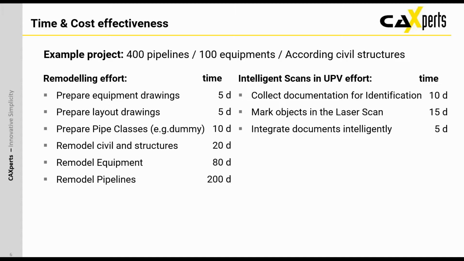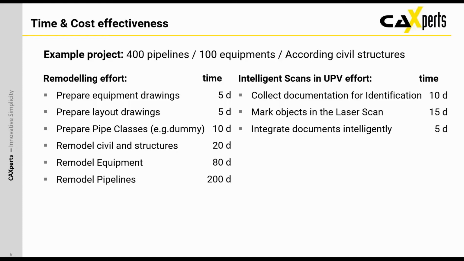So the remodeling effort would be preparing the equipment drawings, about 5 man-days. Prepare layout drawings, 5 days. Prepare pipe classes, even if it's only dummy classes, taking everything into consideration, probably 10 days. Remodel civil structures, probably 20 days. Remodel equipment in detail, 80 days, and remodel pipelines, 200 days. And I think this is not even a conservative, but rather an optimistic guess for the time frame.